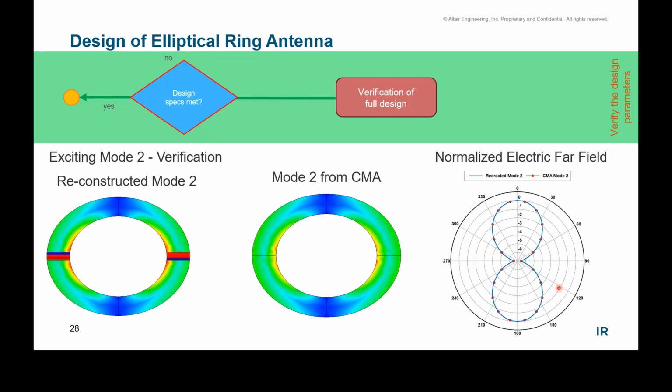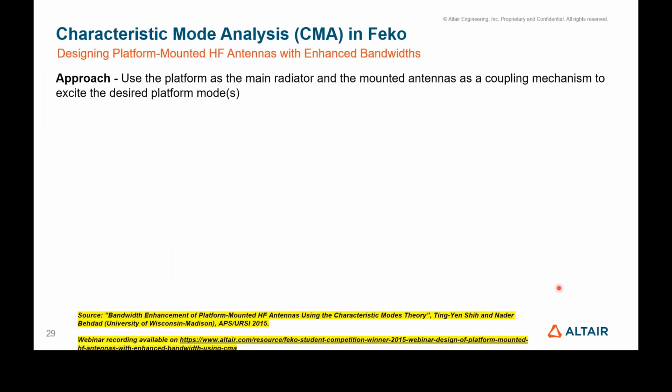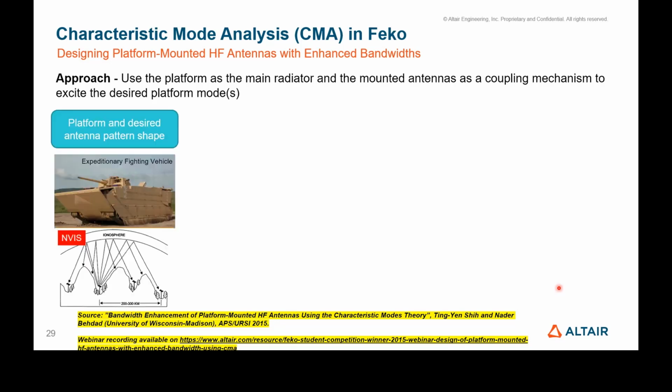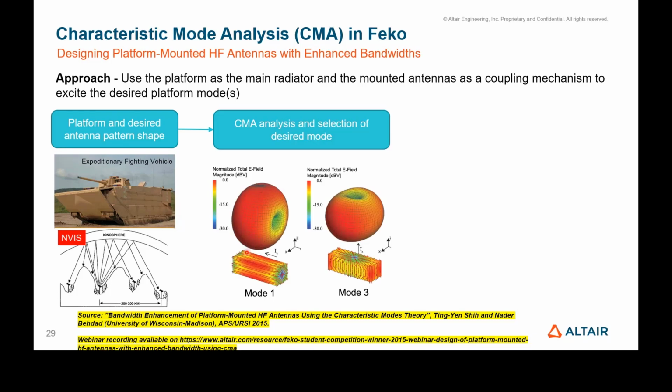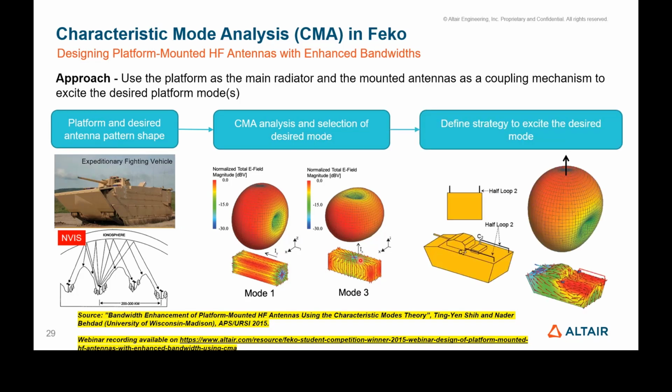Of course, we have a lot of material on this one, and one of them is a student competition back in 2015, won by a student at University of Wisconsin-Madison on platform-mounted antennas using characteristic mode analysis. This is at a very low frequency used for NVIS communications. The whole platform becomes an antenna. You can't have an antenna big enough for that wavelength to put on the vehicle. So the way it is done is you take the vehicle itself and look at its modes, and put an excitation that can make the vehicle radiate the way you would like, that is, radiation on this side.